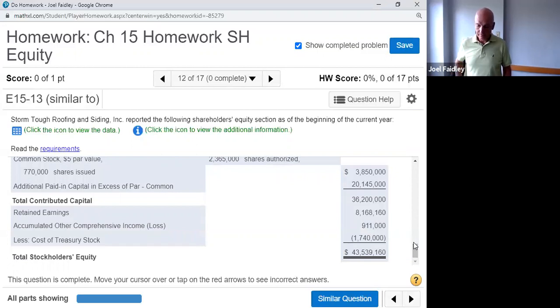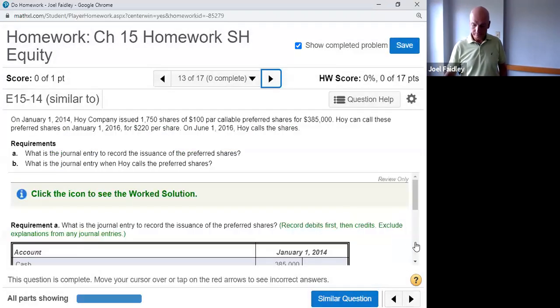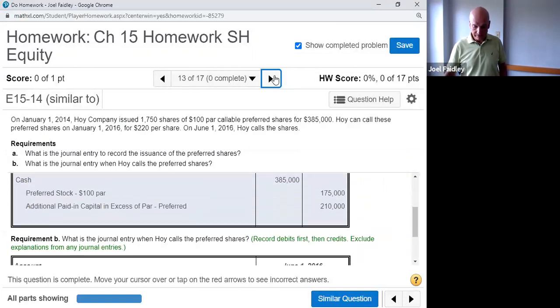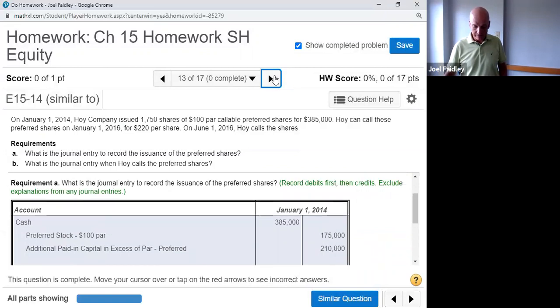All right, so that's number 12. But number 13: issued callable preferred shares for $385,000. So there's the cash I received. There's preferred stock at par. Very straightforward.